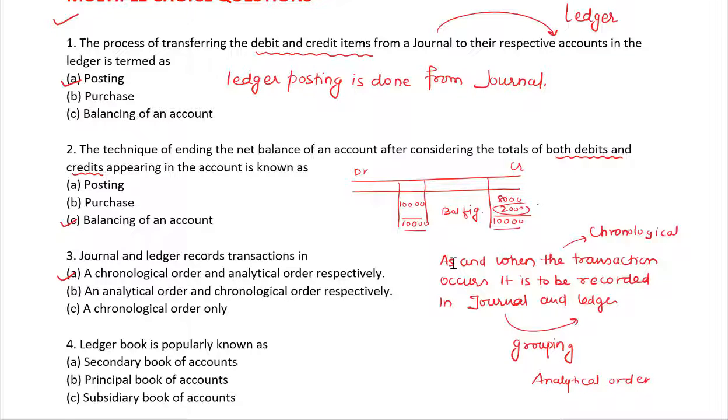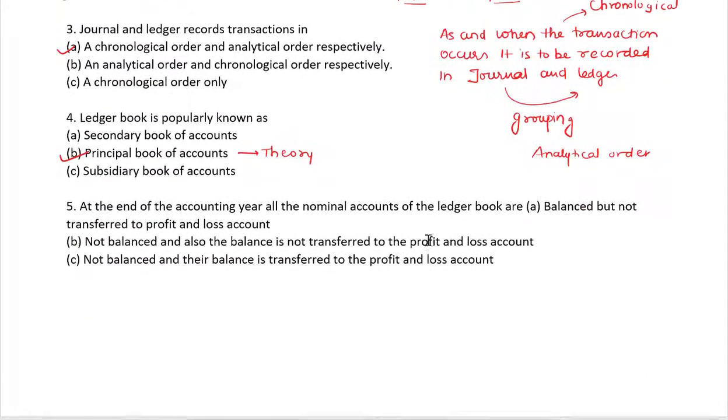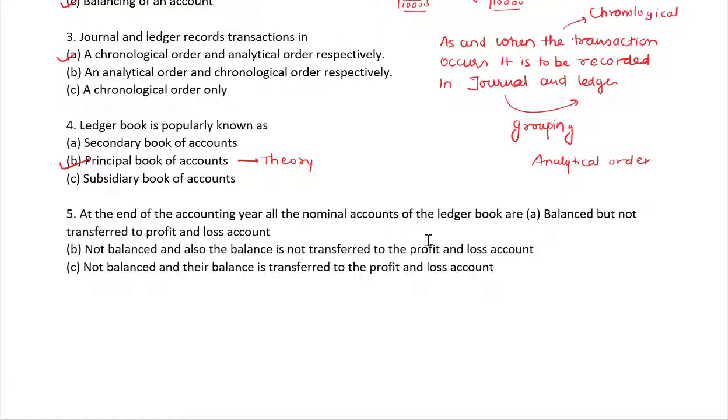Ledger books is popularly known as: secondary books of accounts, principal books of accounts, subsidiary books of accounts. Just check it. So the answer is that ledger book is popularly known as principal books of accounts. We had seen this in the theory part. Let's move to the next question now.